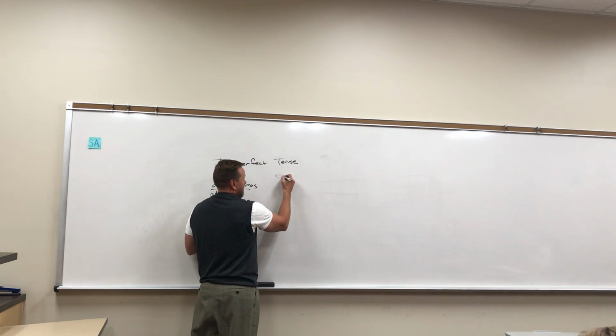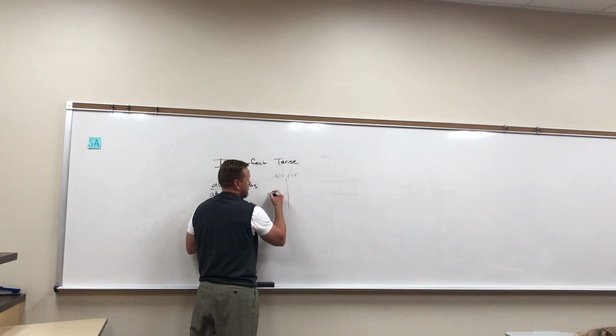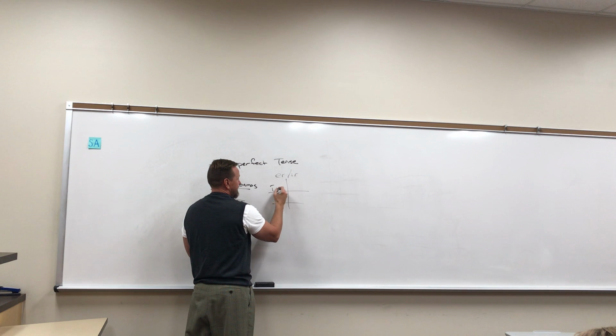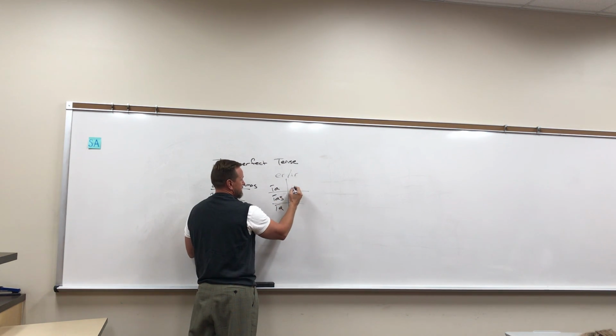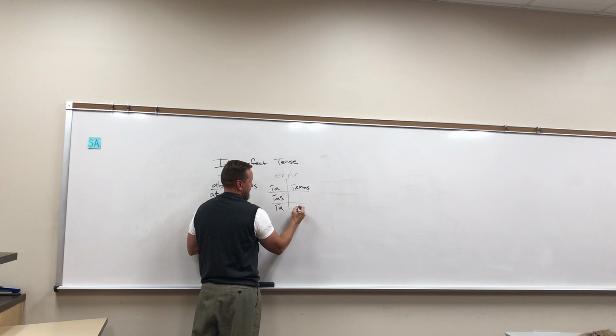ER and IR verb endings are going to be the following. Ía, all of them have accents. Ía, ías, íamos, and ían.